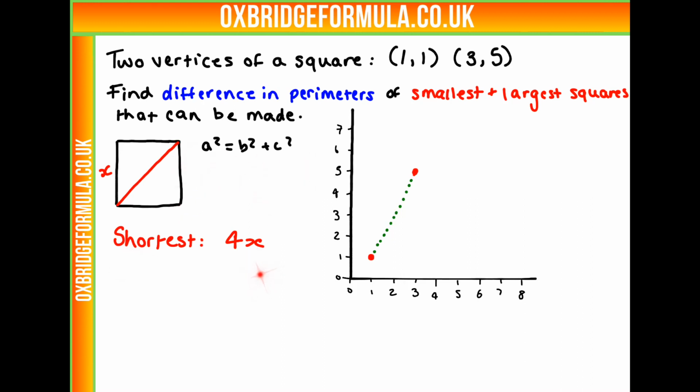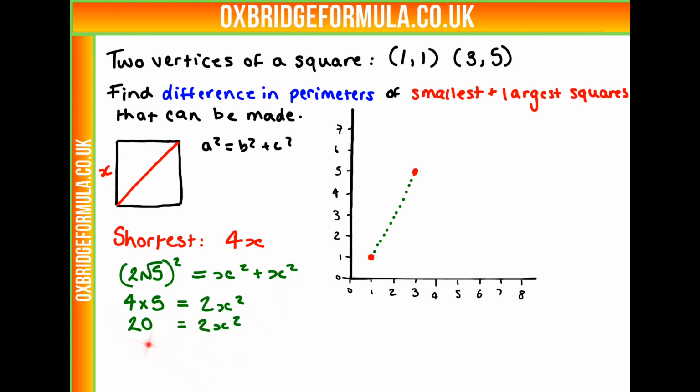So using Pythagoras again, this time we know what our hypotenuse is. It is 2 root 5. We can square that, and our other 2 sides are both x squared. So we can simplify that down to 4 times 5 equals 2x squared, 20 equals 2x squared, x squared equals 10, and so x equals root 10. Therefore, our perimeter is root 10 times 4, or 4 root 10.